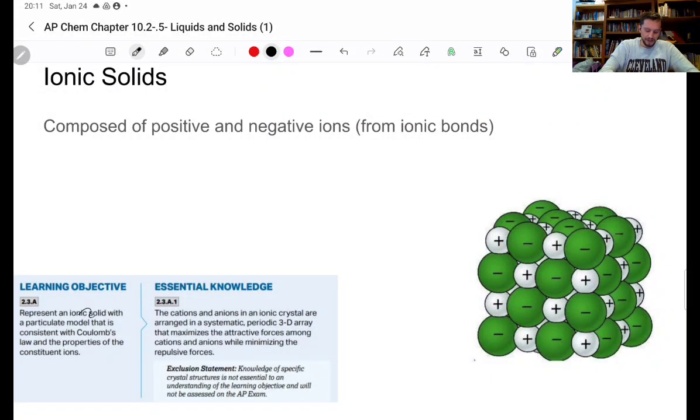And so as the standards say, you need to be able to represent an ionic solid looking at models, which we've already done quite a bit of. And you need to understand that the cations and anions in an ionic crystal are arranged in a systematic, periodic 3D array that maximizes attractive forces and minimizes repulsive forces as per Coulombic attraction. So understanding, right, that the positives are away from positives, minimizing repulsion, and vice versa, and that the positives are close to the negatives, increasing attraction, which we know the more attraction, the lower the energy.